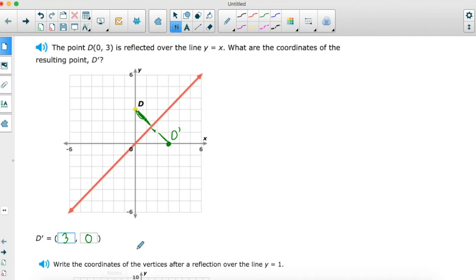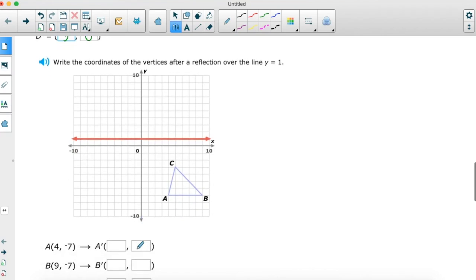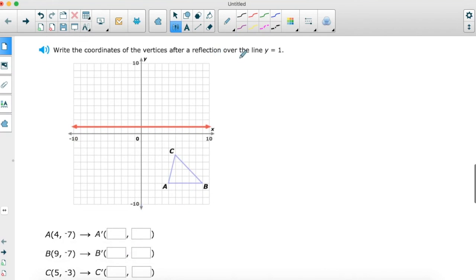Let's look at another example. Write the coordinates of the vertices after a reflection over the line y equals 1. So here's our line of reflection. For each point we're going to see how far it is from the line of reflection, and then we're going to move that number of spaces away from the line of reflection.